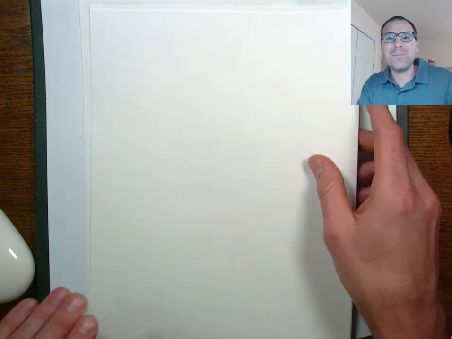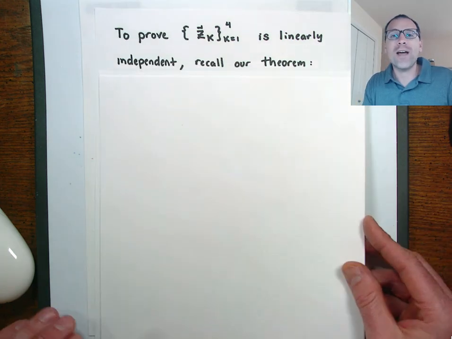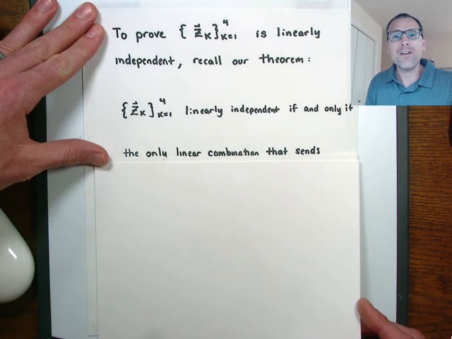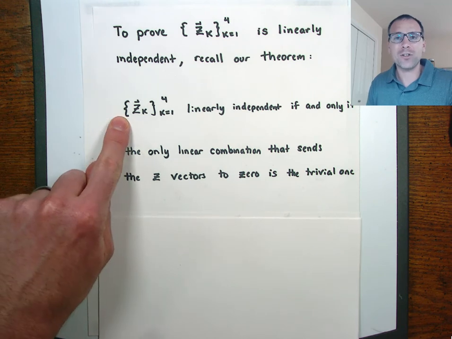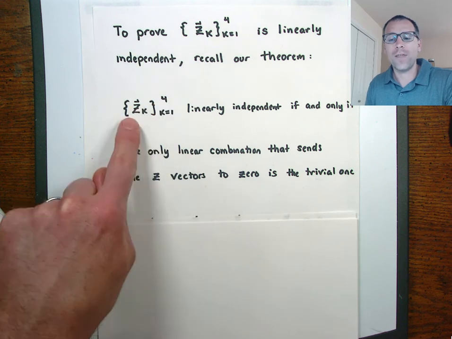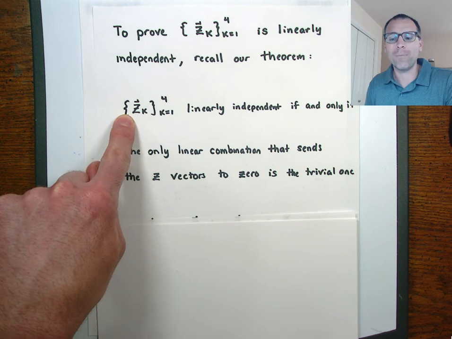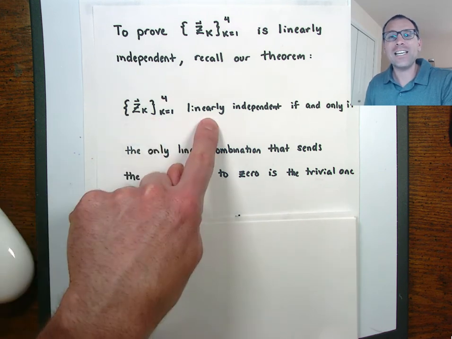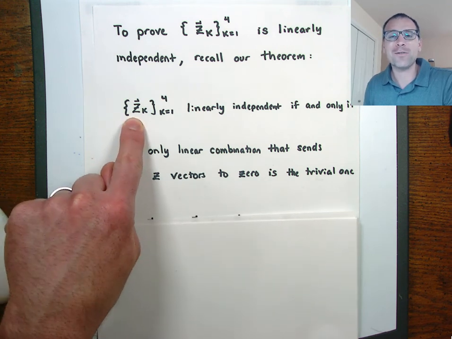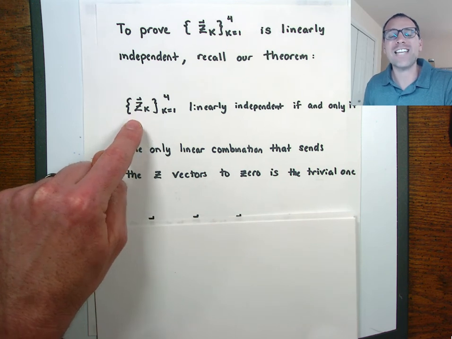Although the argument I just made was a good hand-waving argument, we do have a formal theoretical structure when we want to prove vectors are linearly independent. Remember that we have a theorem that says that a set of vectors, this is index notation, so z sub k, where k goes from 1 to 4, that's a set containing 4 vectors, z1, z2, z3, and z4. That set is linearly independent if and only if the only linear combination that takes those vectors to 0 is the trivial linear combination, the linear combination with scalars equal to 0.